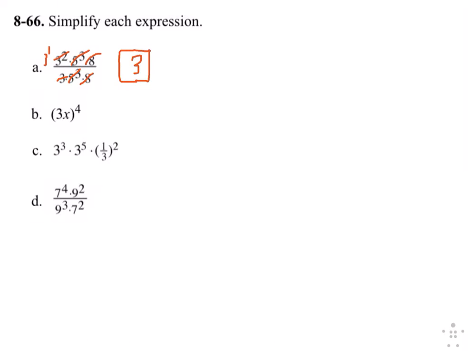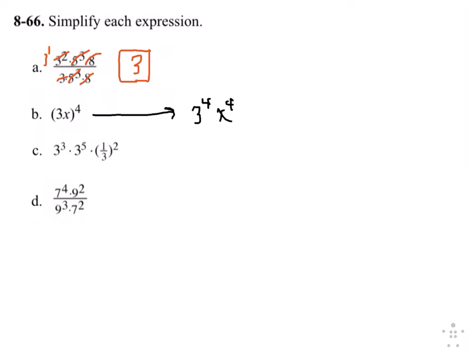For B, we can use our power to power rules, right? So for B, I have 3 to the fourth, x to the fourth, right? But that's not simplified. It doesn't say to leave it in exponential form. So 3 to the fourth I have to multiply out.